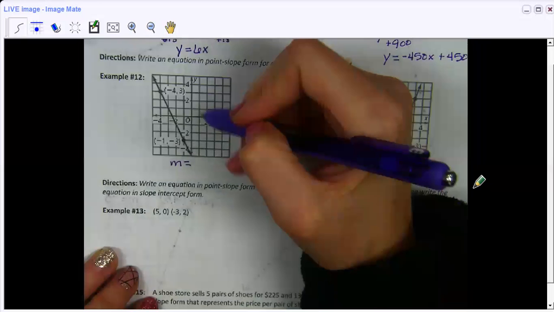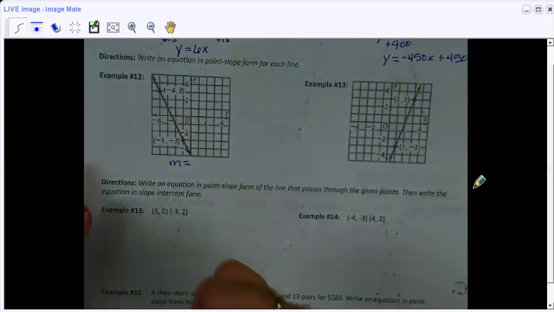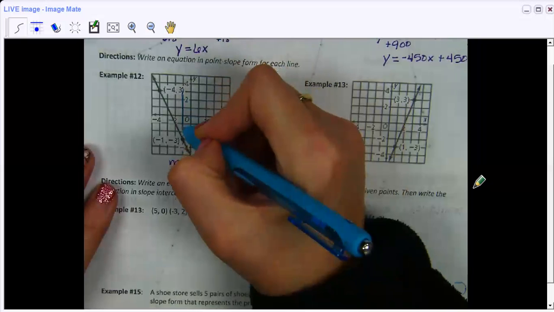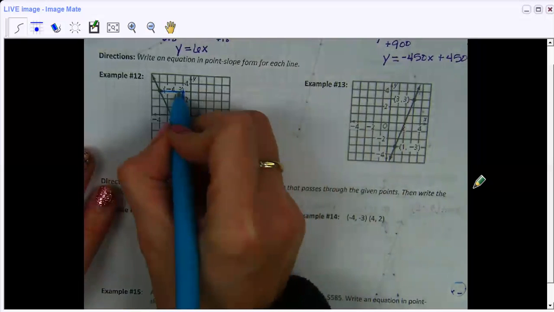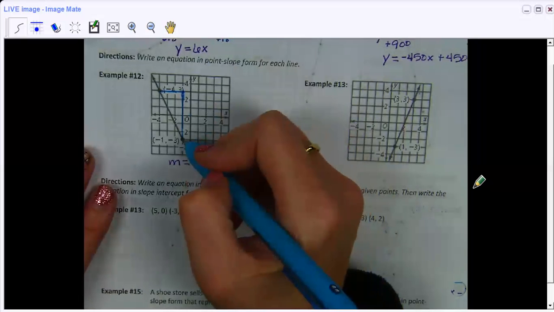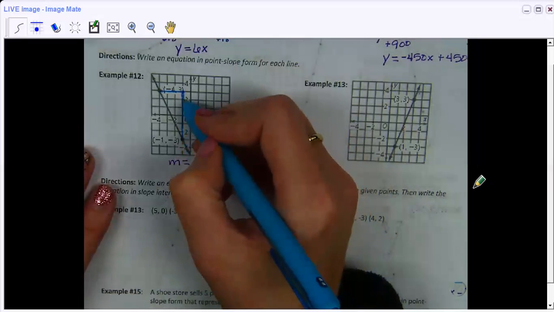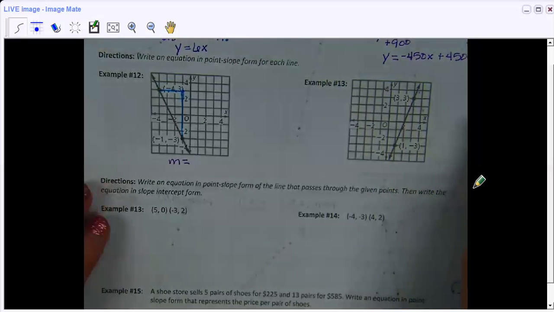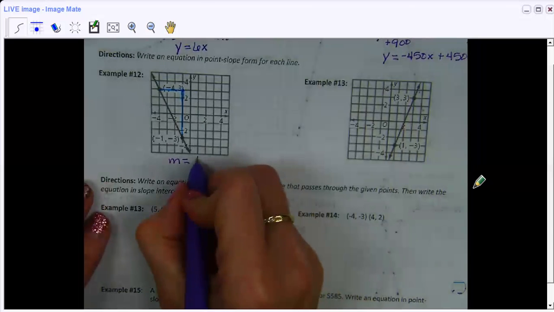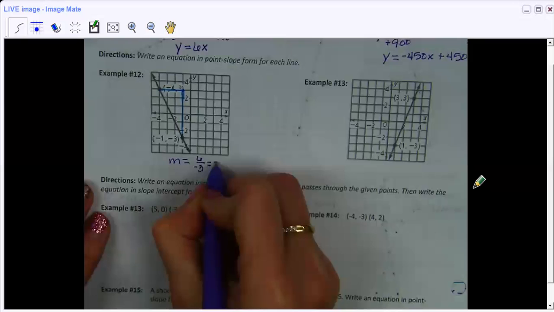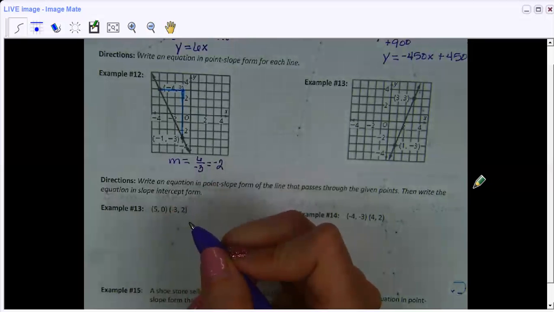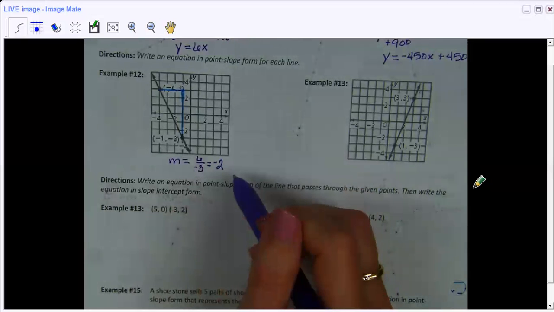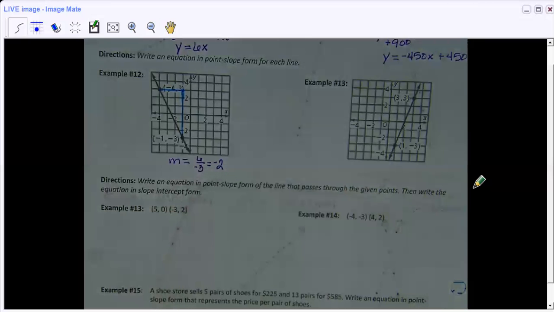Negative 2, 1. Rise over run. How many did you rise? I went from the first point and I went down 2 and then I crossed 1 to the right, plus 1. Yeah, you could do that. It'll do the same thing. I got 2. Yep, negative 2, because it's a negative slope. Okay, so our slope is negative 2.